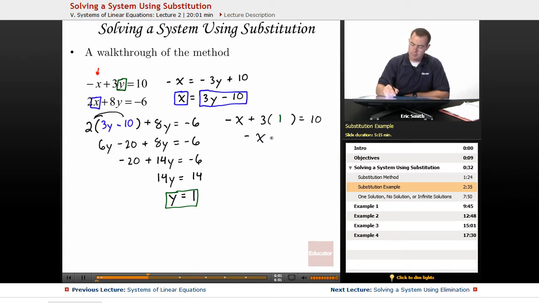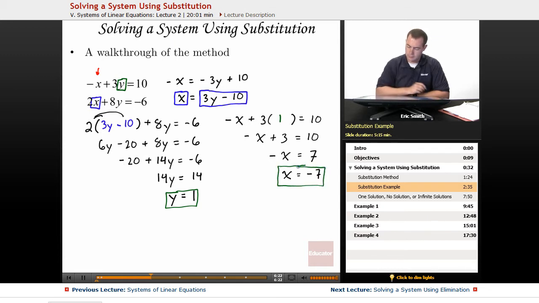So negative x plus 3 is equal to 10. All right? So I'm going to subtract 3 from both sides. Okay, almost done. Now I'll multiply both sides by negative 1 and get x is equal to negative 7. All right, so now I have both halves of my solution. The x is written first, so negative 7, and y is written second. So my solution is negative 7, 1.